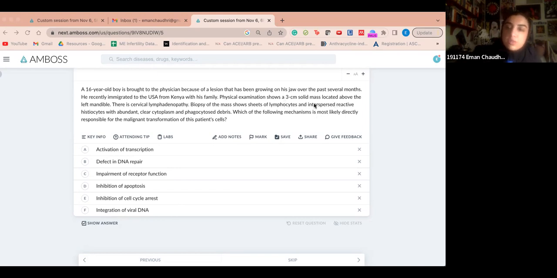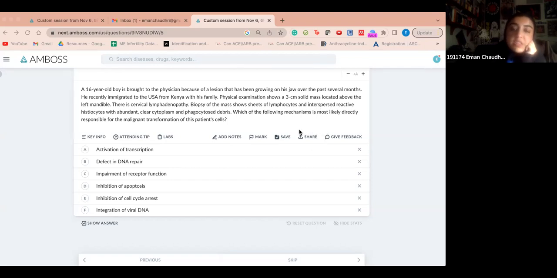Physical examination shows a 3 centimeter solid mass located above the left mandible. There is cervical lymphadenopathy. Biopsy of the mass shows sheets of lymphocytes and interspersed reactive histiocytes with abundant clear cytoplasm and phagocytosed debris. So what were those things? What are the stars in the sky? What are they made of? Quick review. Macrophages, good. Good, Ahmed, macrophages.